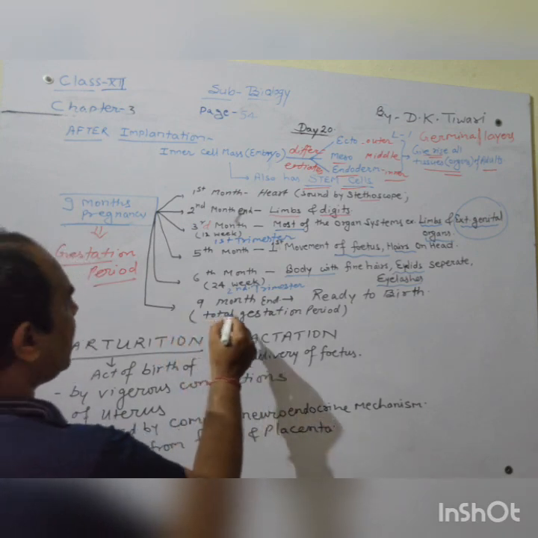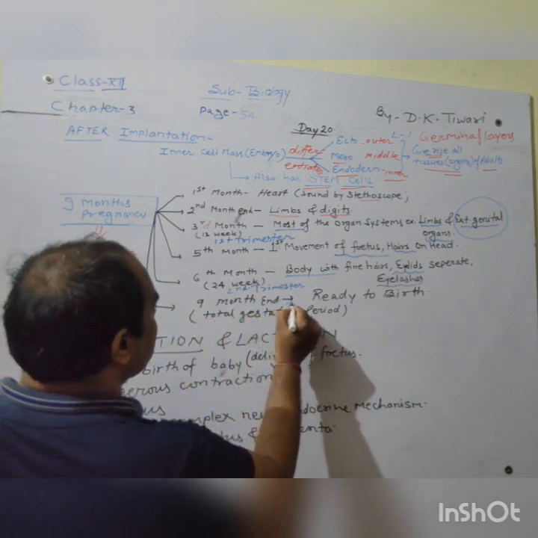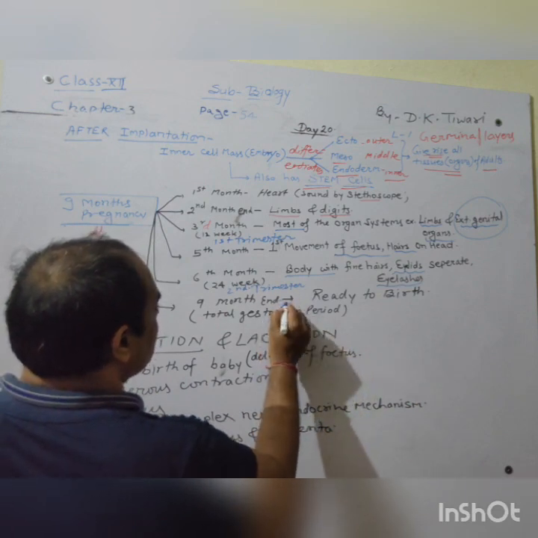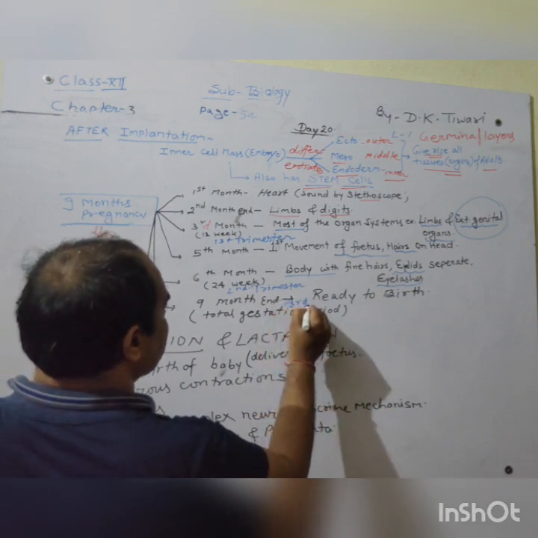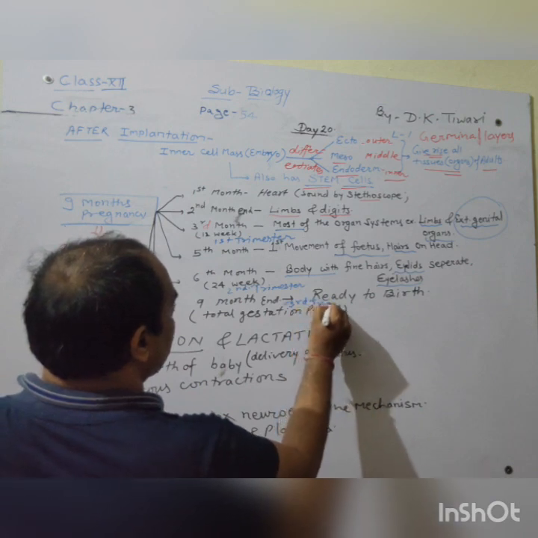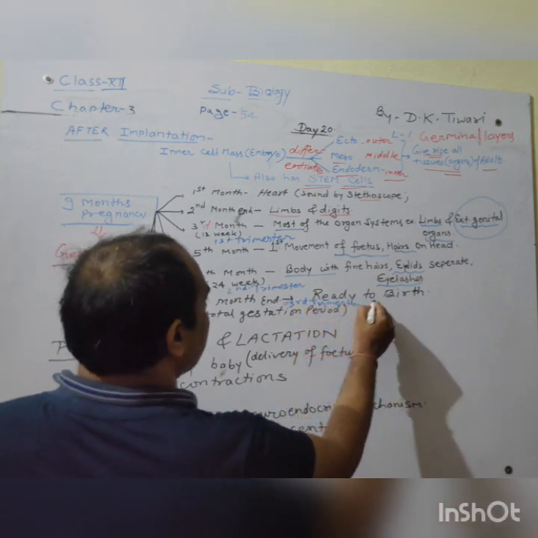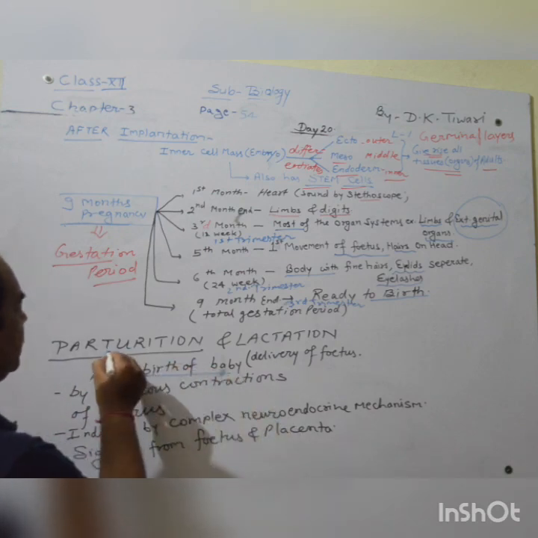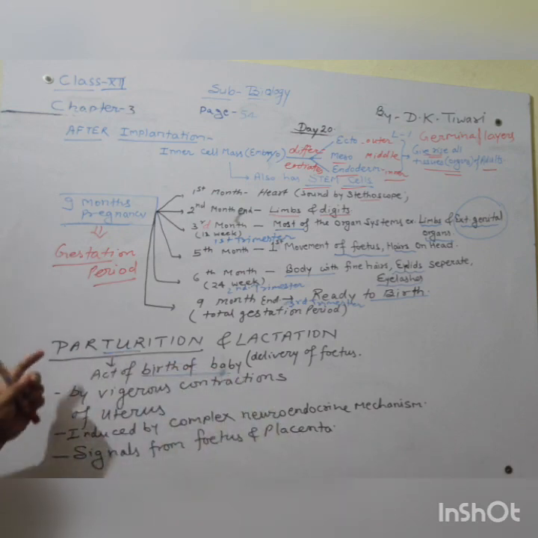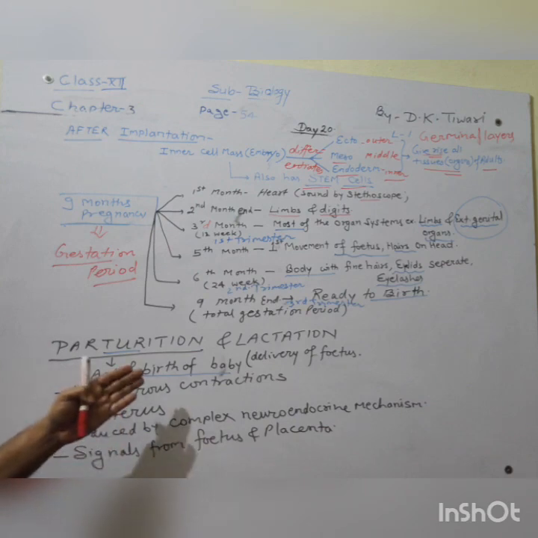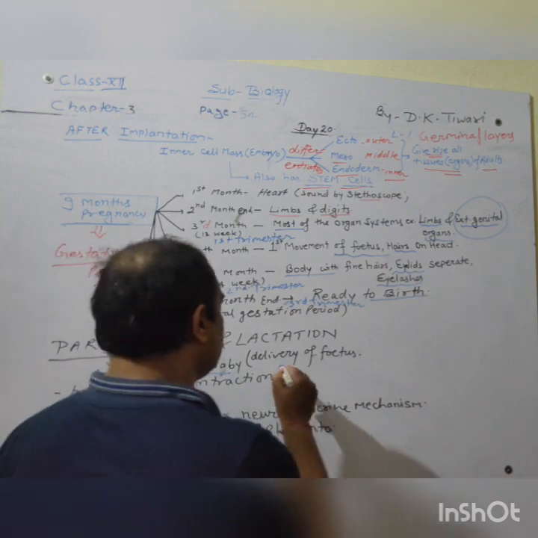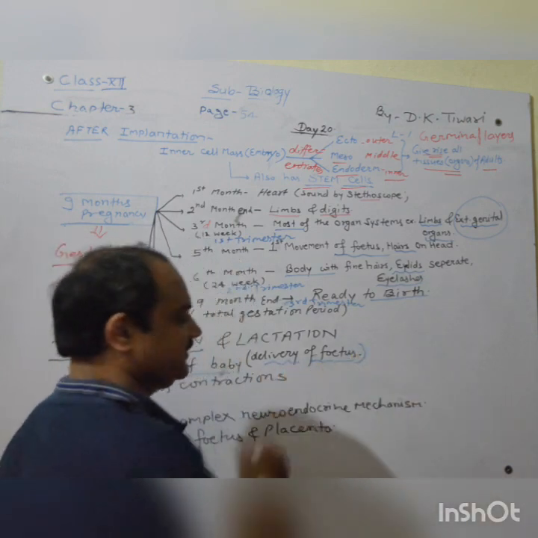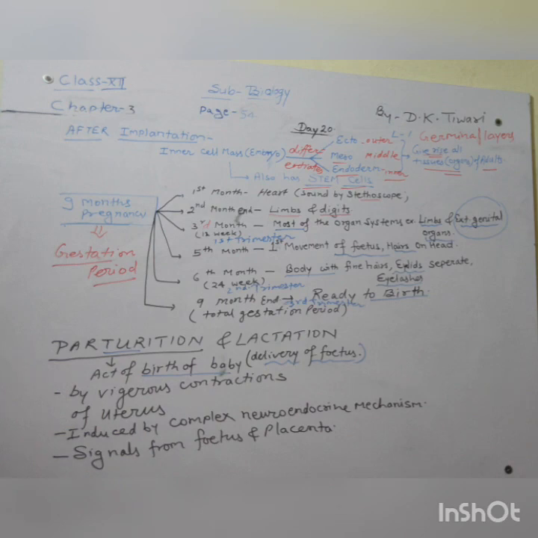Now, up to the end of 9 months, that is the third trimester, that is the end of the gestation period. Here the baby is ready to take birth, and the act of birth of the baby is called parturition. Now we will see how parturition takes place. In parturition, the act of birth of the baby, also called delivery of the fetus, takes place.